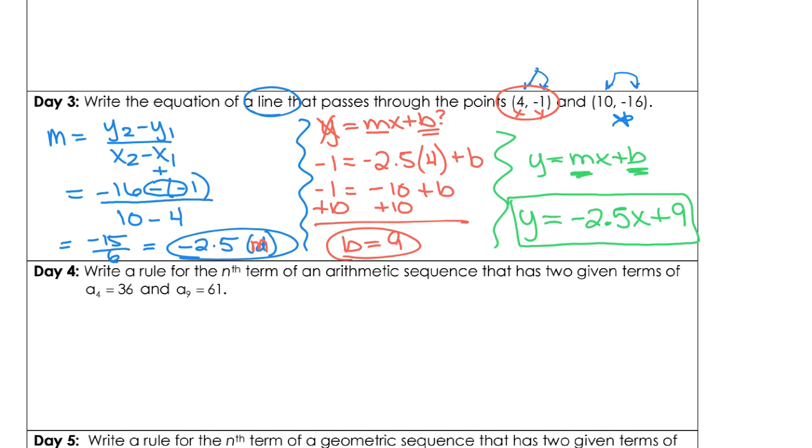And that's something we're going to do today, except we'll be writing the equation of our sequence. And so we'll have to make sure that we use our sequence formula instead of y equals mx plus b.